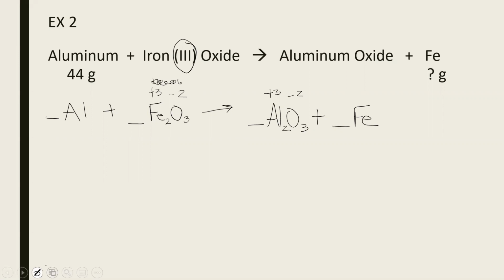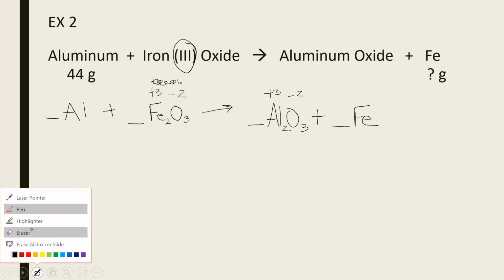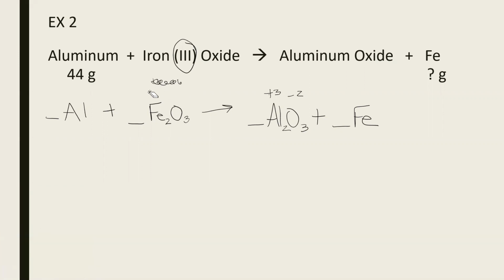Okay, so I'm going to erase my charges. You need to show them on your work. I'm going to erase them just to keep this clean. And then we'll begin balancing. So you have to split everything up into elements. Aluminum, iron, oxygen, 1, 2, 3, and then 2, 3, 1. Nope, that's wrong. 2, 1, 3.